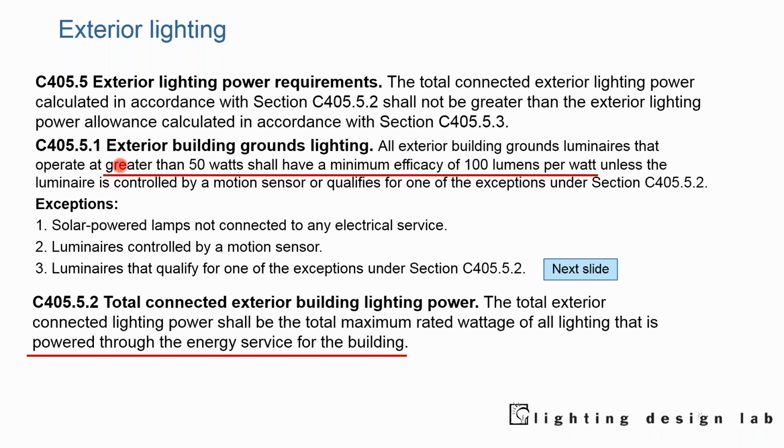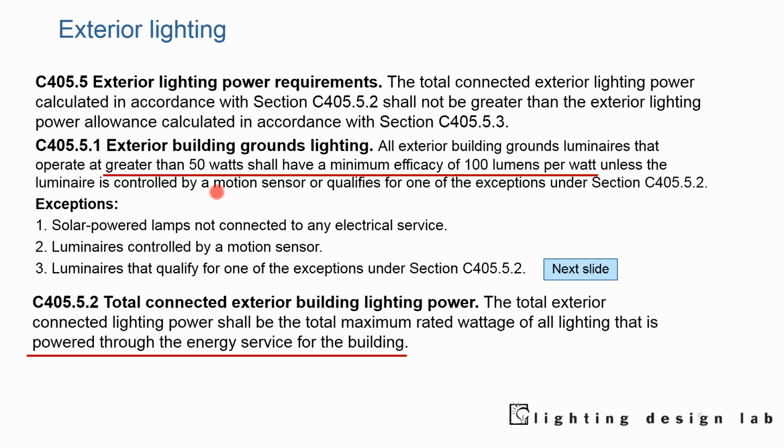So we're looking at 50 watts. All exterior building grounds and luminaires that operate at greater than 50 watts shall have a minimum efficacy of 100 lumens per watt. That's a pretty high number. Really, that means you might get metal halide and high pressure sodium if you're still using those, but you're probably not going to be able to use anything other than LED. So no compact fluorescent and no fluorescent in most cases.